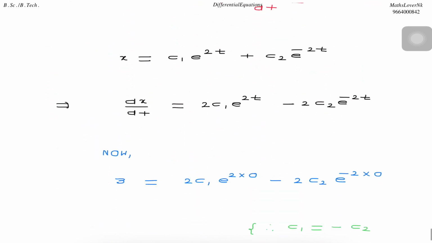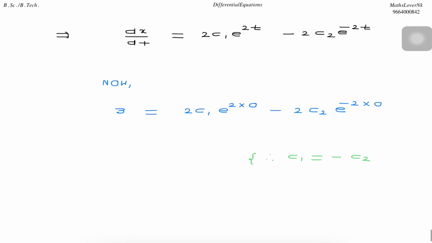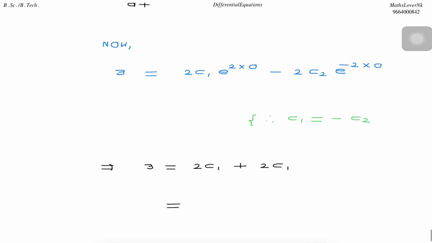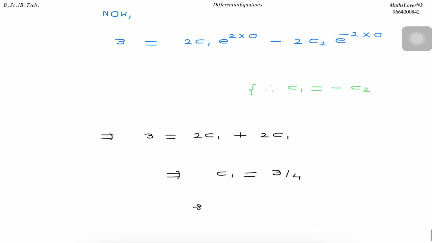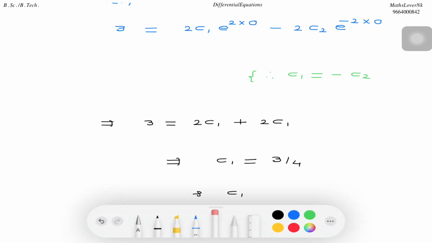Now we get the solution. 3 is equal to 2c1 plus 2c1, so 4c1 is 3, c1 is equal to 3 by 4. And c1 is equal to minus c2, so c2 is equal to minus 3 by 4.